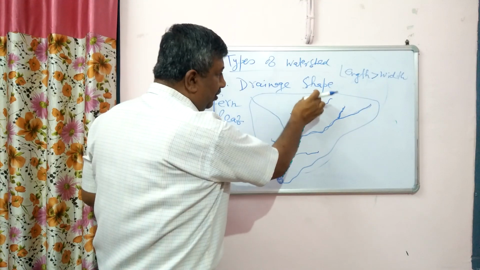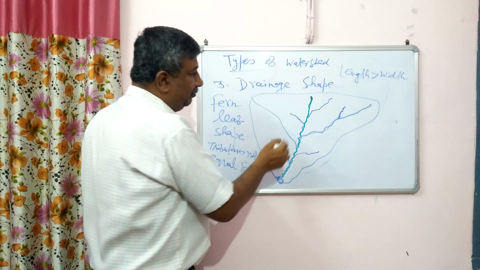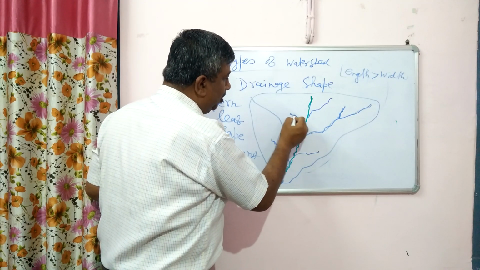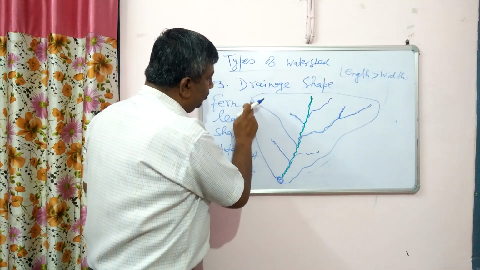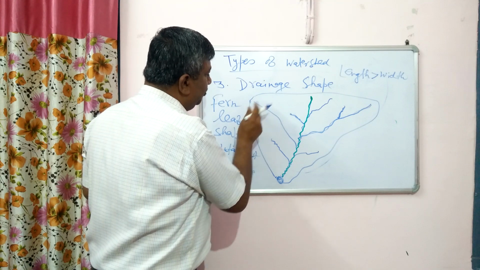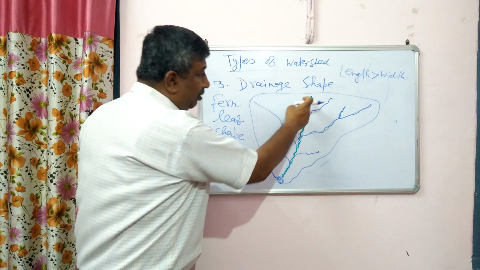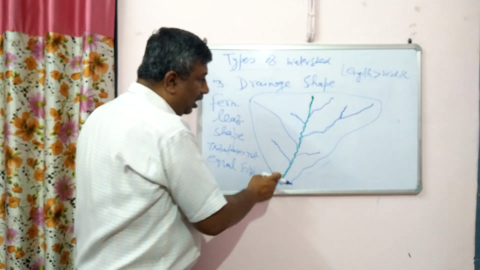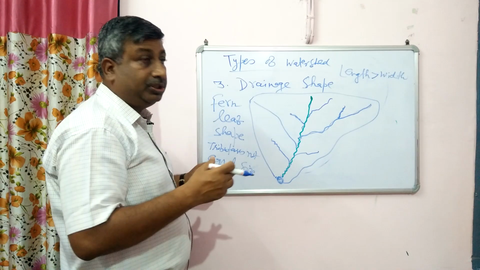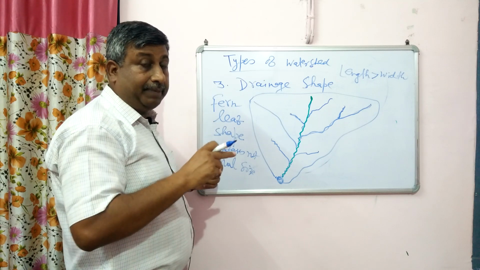So that's why the runoff peak will be very late. Suppose this is a smaller length, it contributes in 1 hour. So this is the longest tributary, it may contribute after 2 hours or 3 hours. So the runoff peak and runoff volume at the outlet will not be so huge as in the case of fan shape.